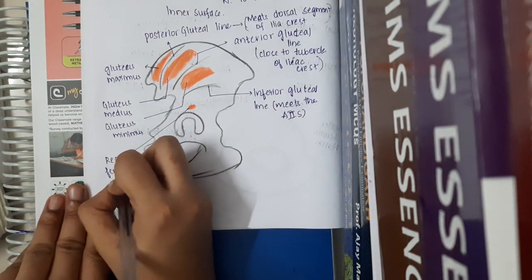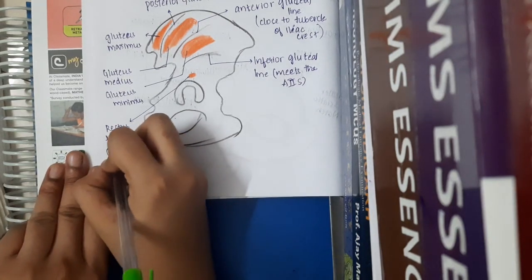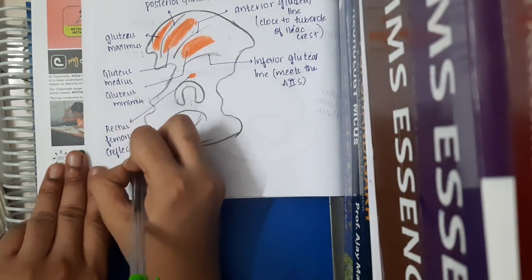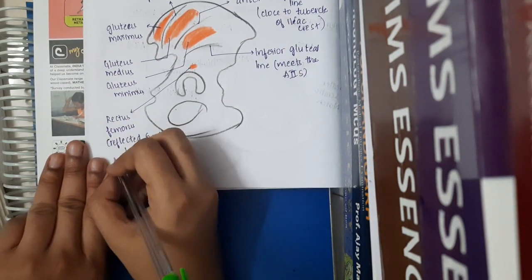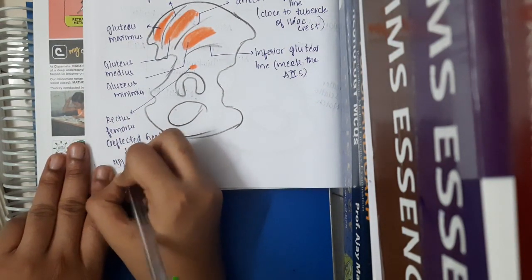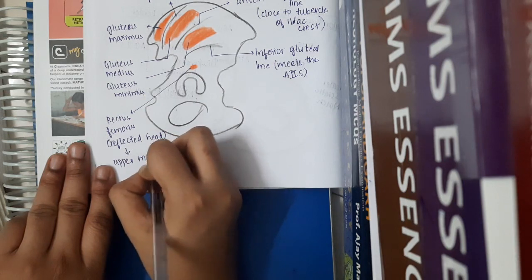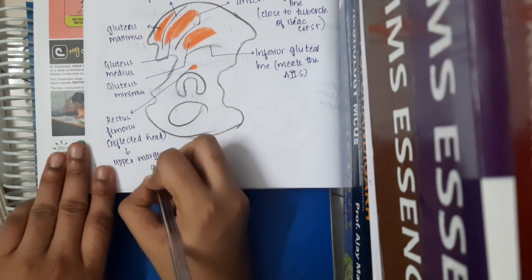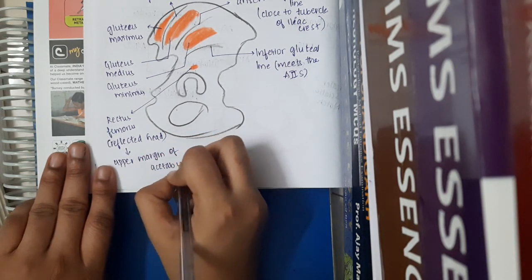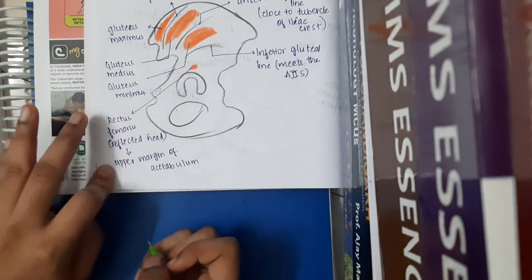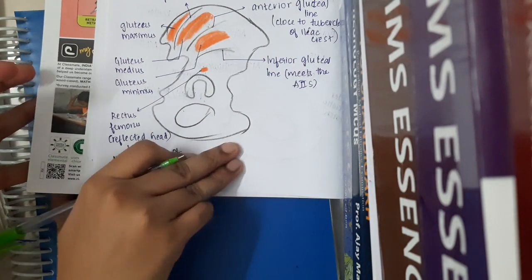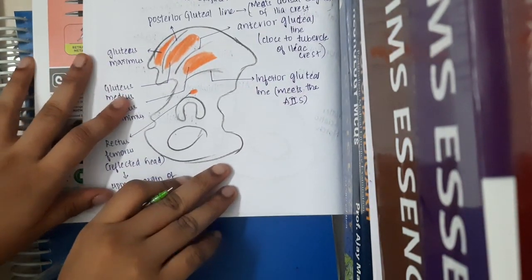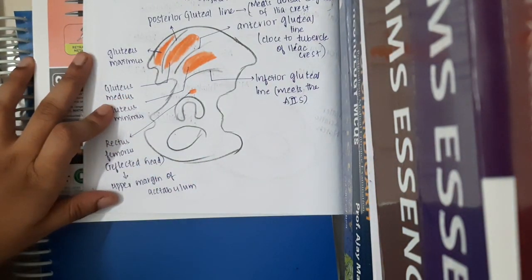That too, which head? Reflected head of rectus femoris. Reflected head of rectus femoris is present in the upper margin of acetabulum. So this is one thing which you have to remember. These muscles are important in surgery. Now, all these are origins.